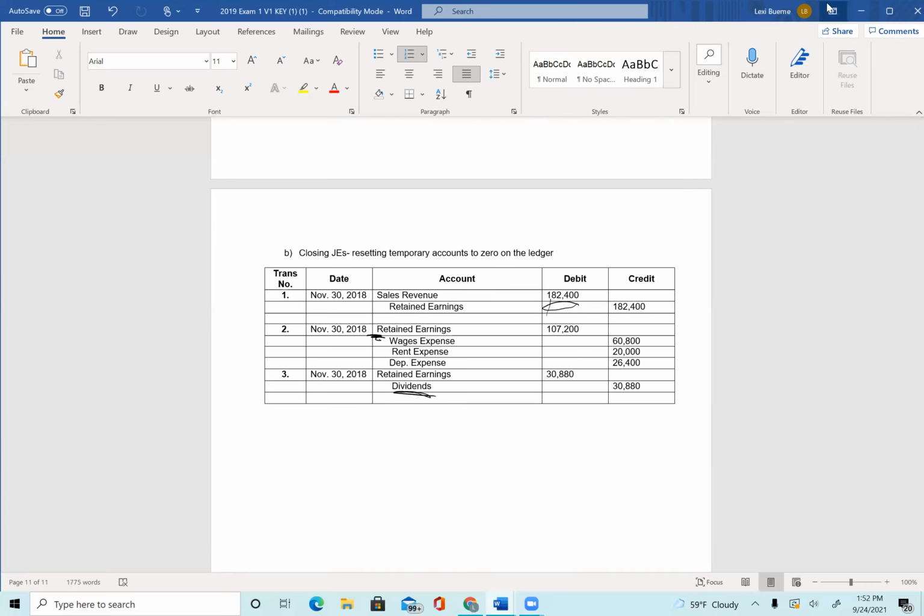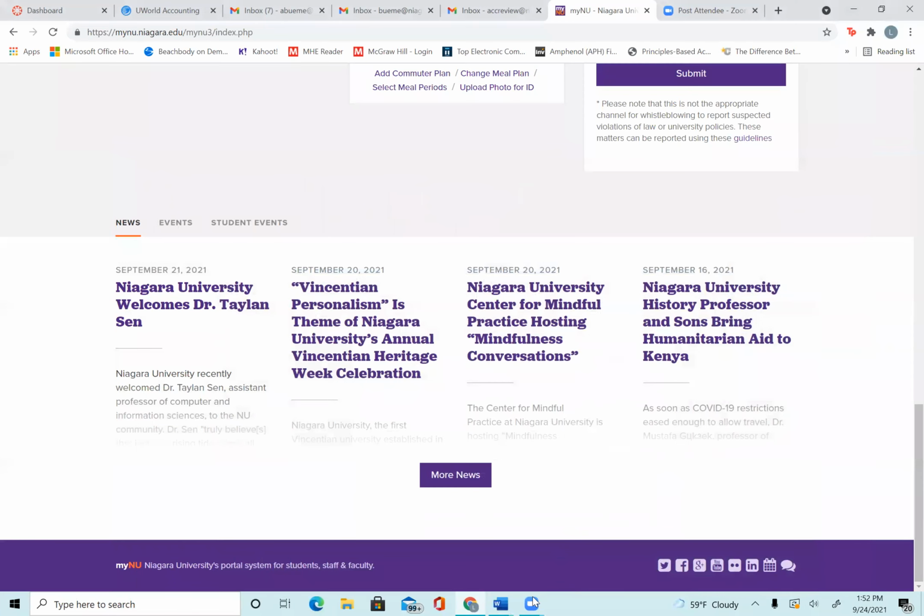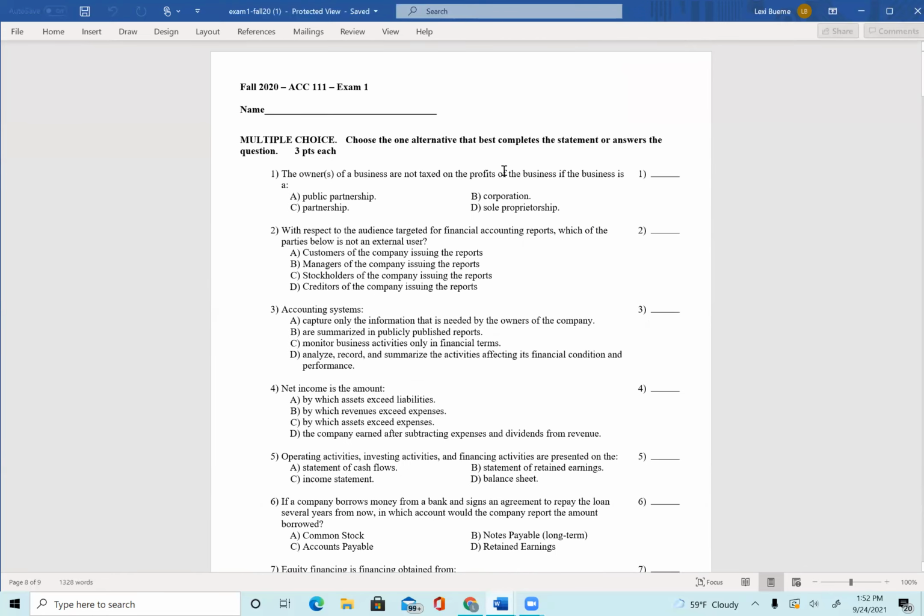So that is the 2019 exam. Now I will go over the 2020 exam. So this is the 2020 exam. This was last year's. It's going to be most similar to the exam. Like I said, it's definitely not going to be exactly the same, but it will be the most similar one.